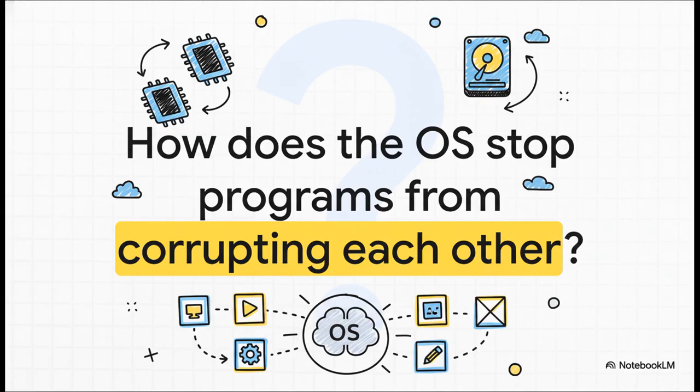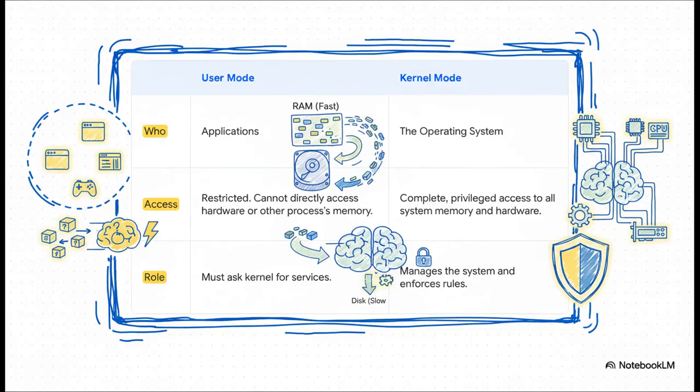But what about making it safe? I mean, with all these different programs sharing the same physical RAM, what's to stop one buggy application from accidentally writing over the memory of another program, or even worse, the operating system itself, and crashing the whole machine? The answer is privilege levels. Your computer is basically always running in one of two modes. Your applications, your web browser, your games, your text editor, they all run in user mode. Think of it as a protected sandbox. They have restricted access and can't directly touch the hardware or another program's memory.